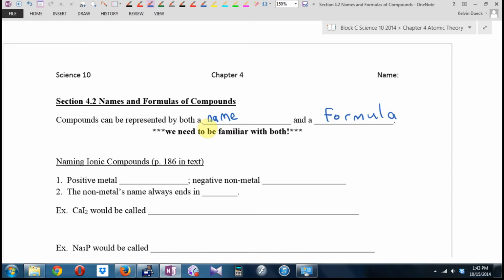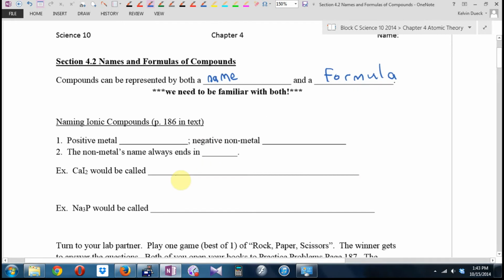Compounds can be represented by both a name and a formula. We need to know both. You need to be comfortable moving from one to the other. If you're having trouble, or you don't like my explanation, this is all from page 186 in your text. And the first thing we're going to talk about is naming ionic compounds.